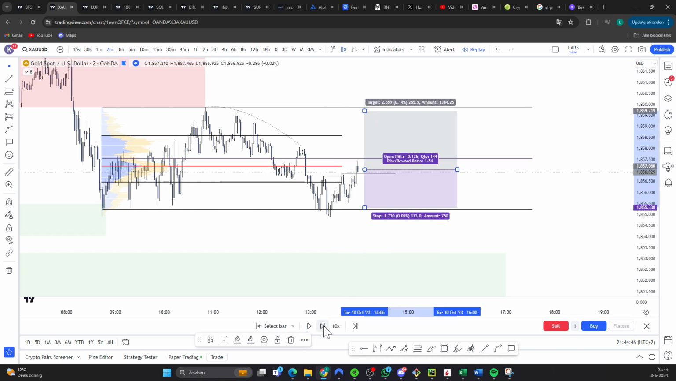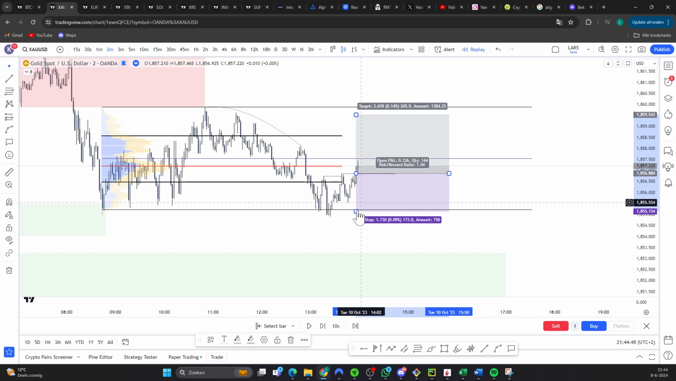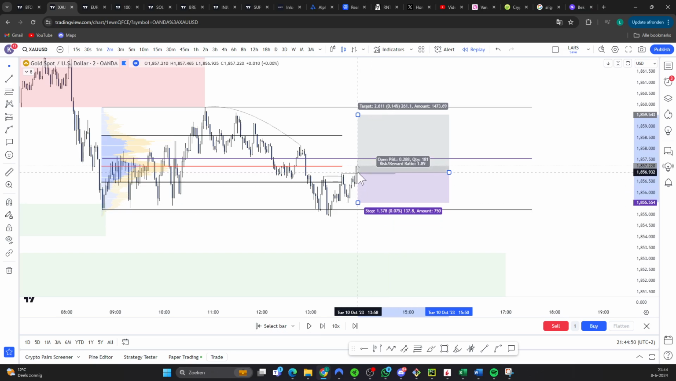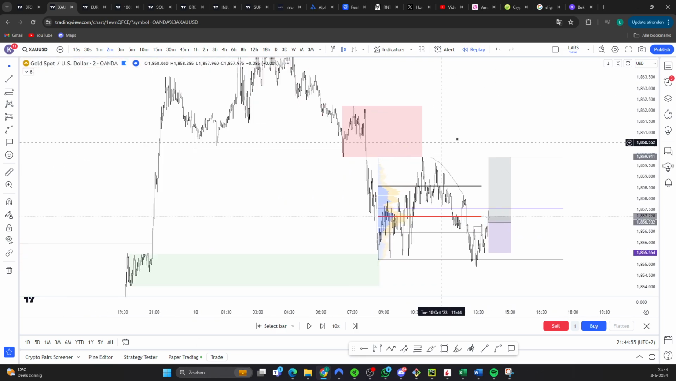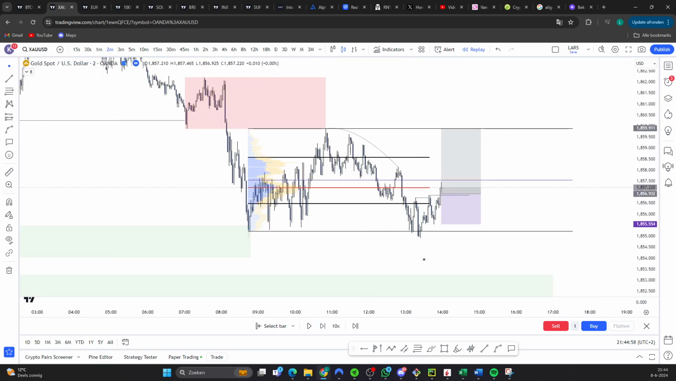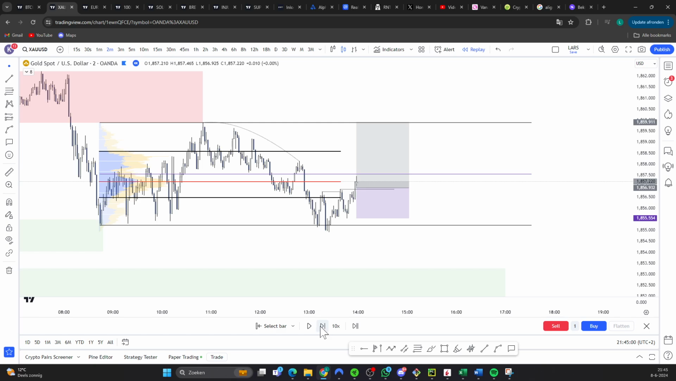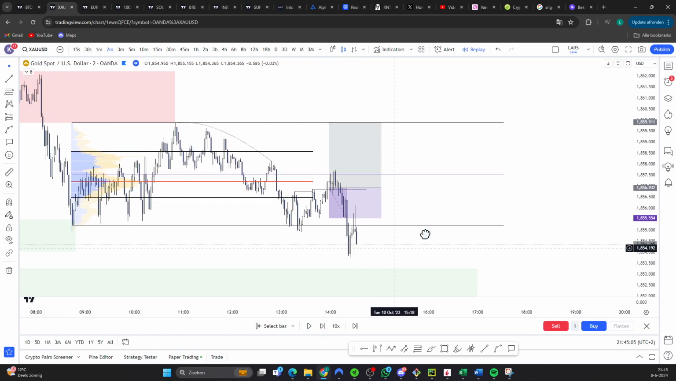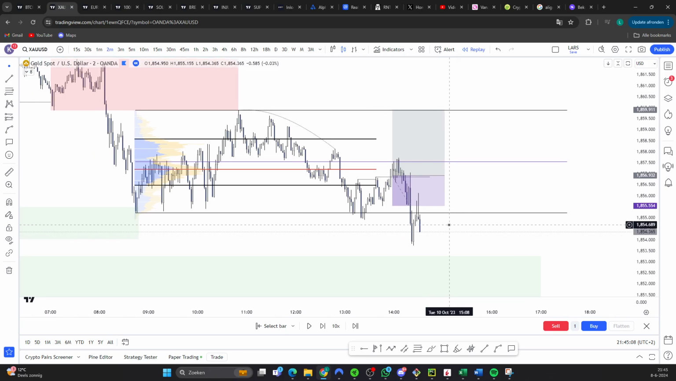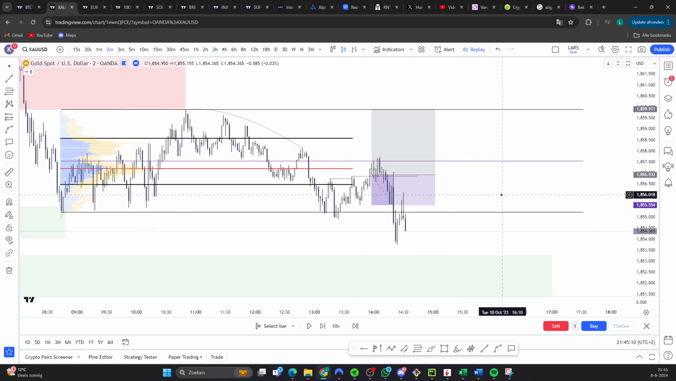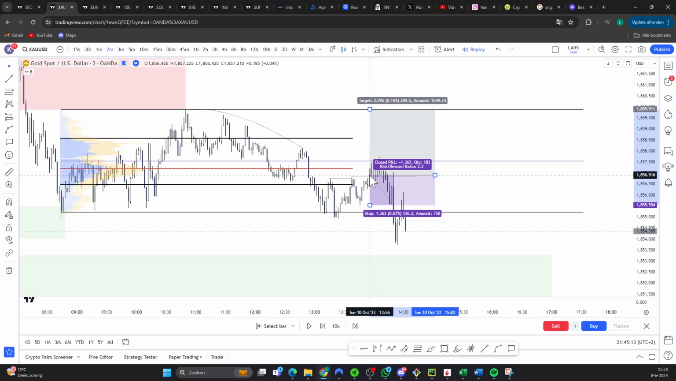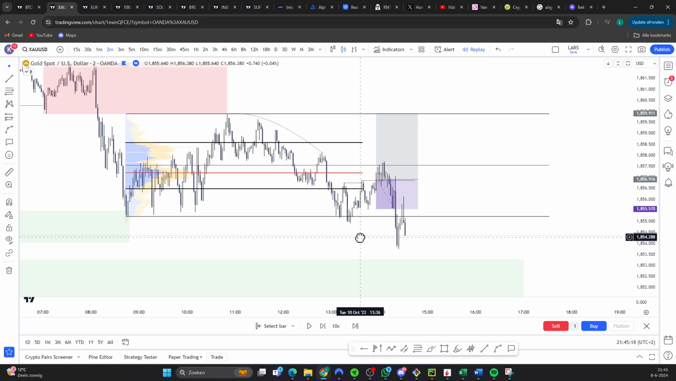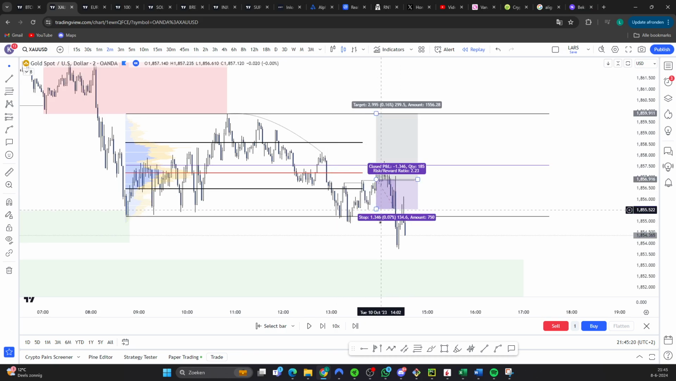I would start scaling in there. Hit more here. Stop here. Target this local high, knowing it could come higher. Okay. That did not work. I clicked buy too fast.